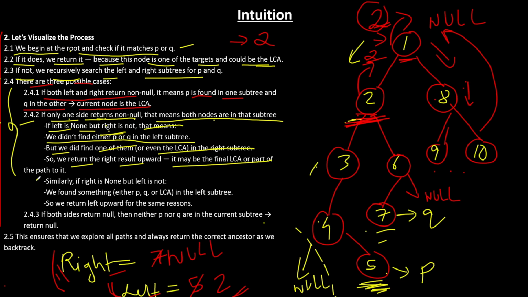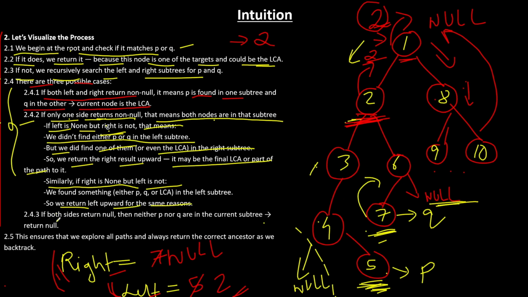Now coming back. Similarly, if right is null but left is not, as you could see here, the right subtree was null but we had the left value. So we returned the left because we found one of P and Q, and that could also be an LCA for the particular subtree. So we return left upwards for the same reasons.